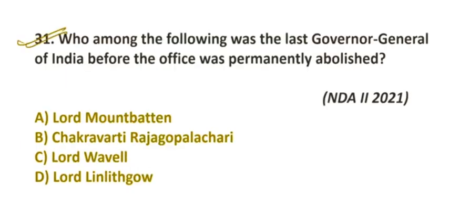Question number 31. Who among the following was the last Governor General of India before the office was permanently abolished? Option number B is the correct answer. Chakravarti Rajagopalachari.